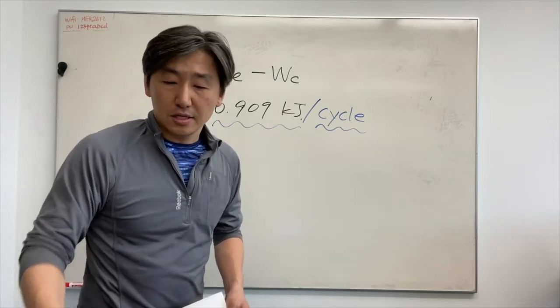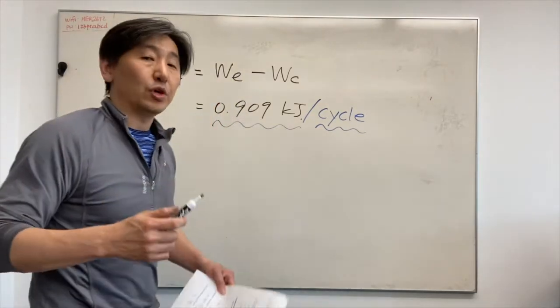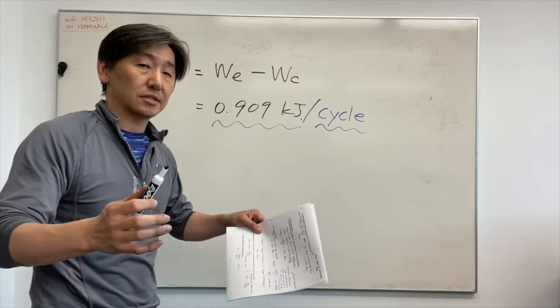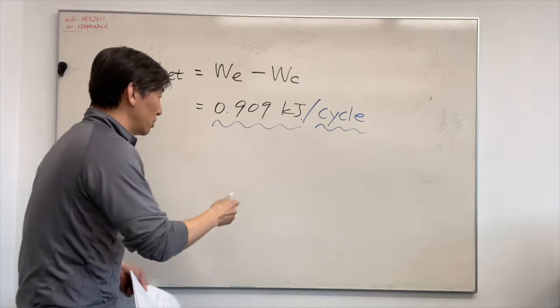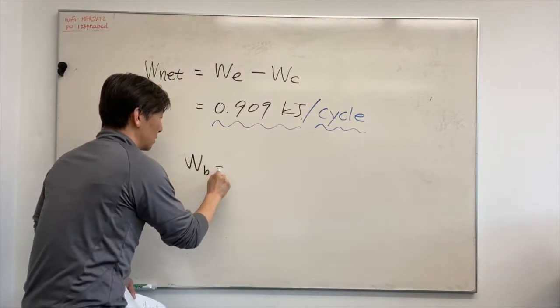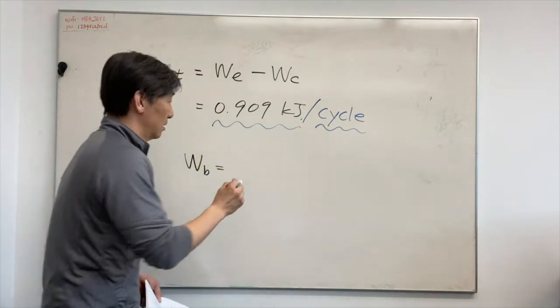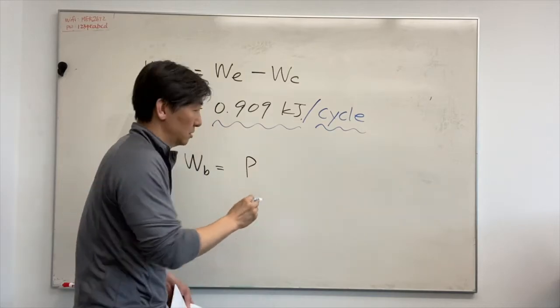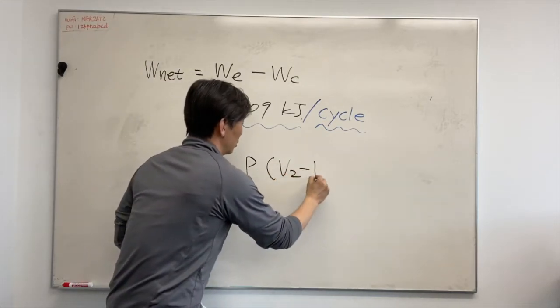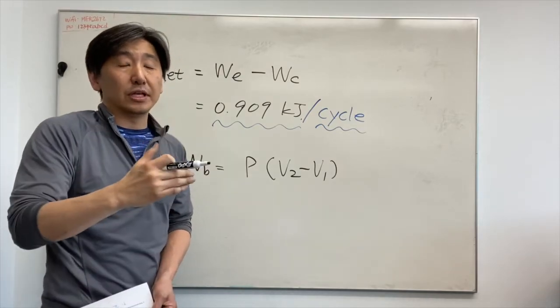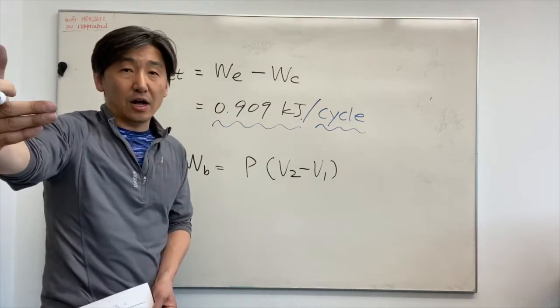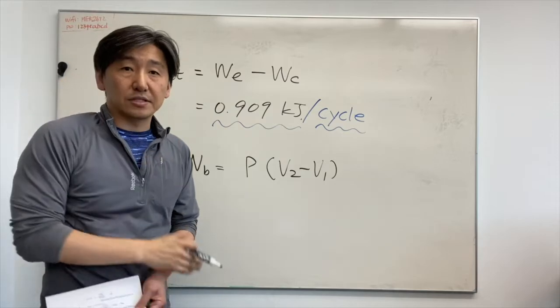Okay? And now, if we have a constant pressure process, your work, which is boundary work by the way, can be calculated by pressure times V2 minus V1. Here V2 and V1 are the initial state volume and the final state volume.